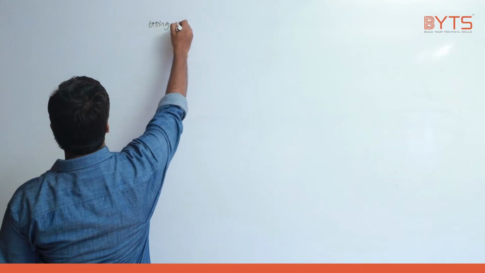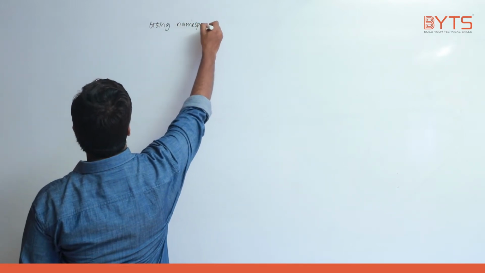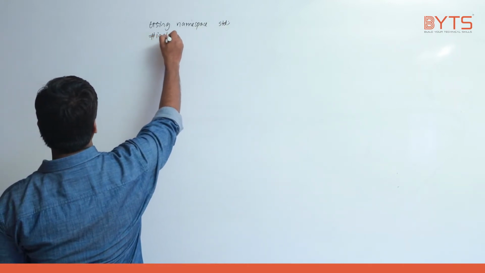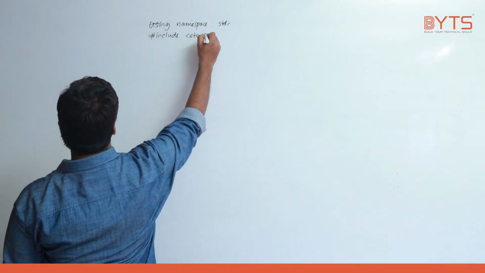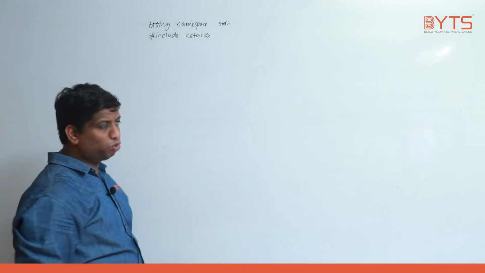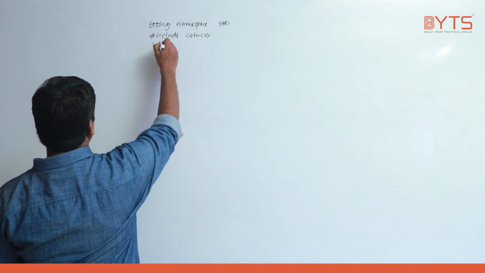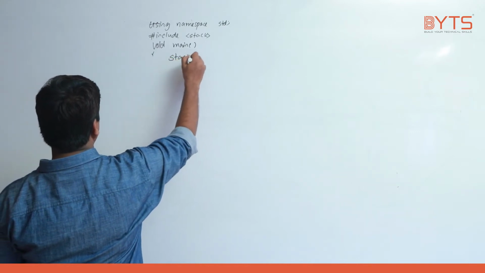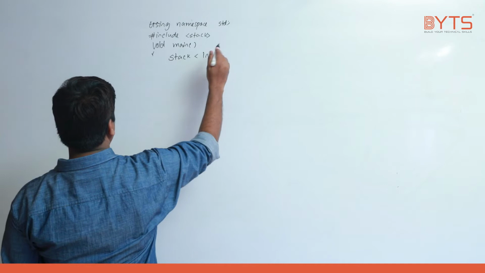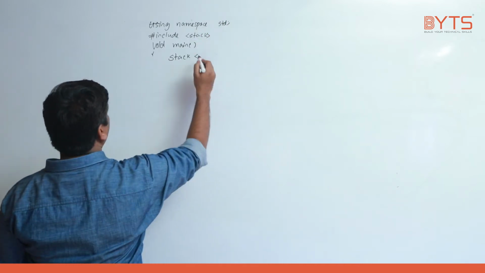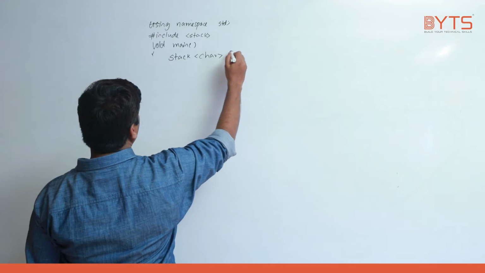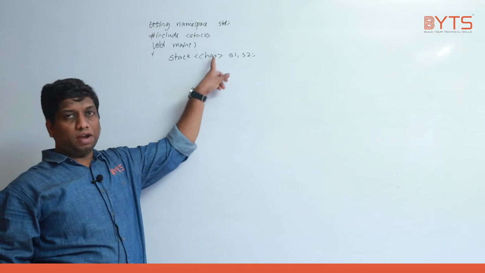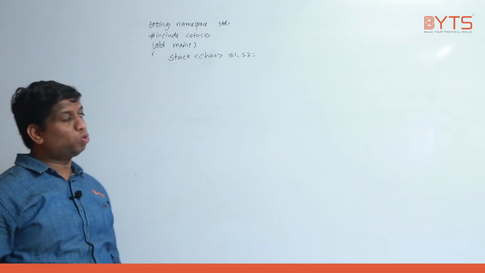First step what? using namespace std. Next step what? #include <stack>. These two are mandatory, because all the predefined functions related to stack are present in the stack header, right? Now what I'll do? void main, or int main, that's all up to you people. Next what? stack, no, instead of int, this time I'll take char, s1, s2. What is the meaning of this line? s1 is one stack which is used to store characters. s2 is also another stack which is used to store characters, right?